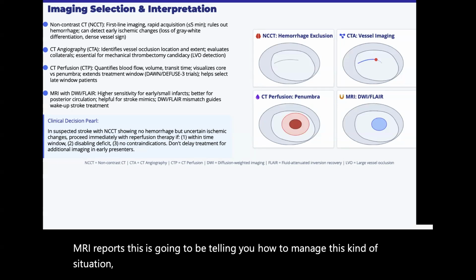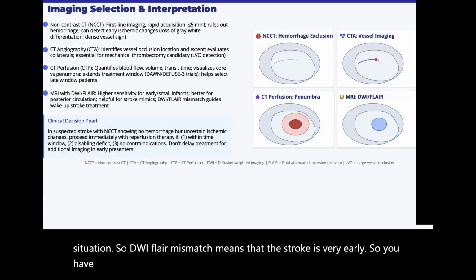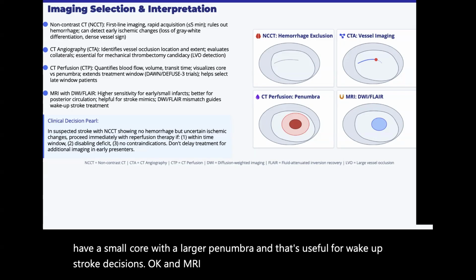DWI-FLAIR mismatch means that the stroke is very early. So you have a small core with a larger penumbra, and that's useful for wake-up stroke decisions, okay? And MRI is good for all this, but it's slow and it's expensive. That's why it's not the first line.